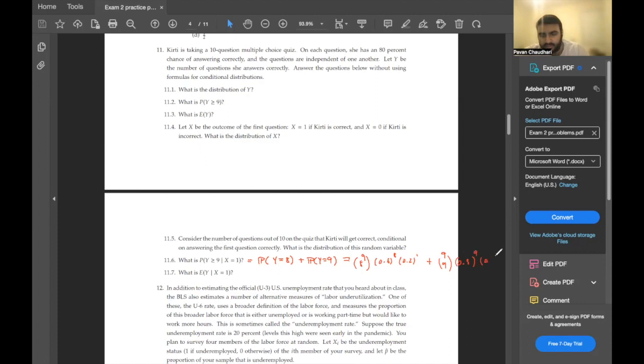0.2 to the 0. Okay. And what is the expected value of y given that x equals 1? Expected value of y given x equals 1 is n times p, right?